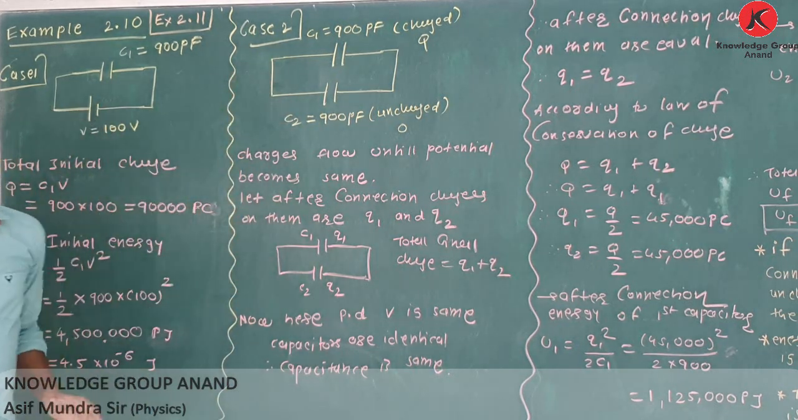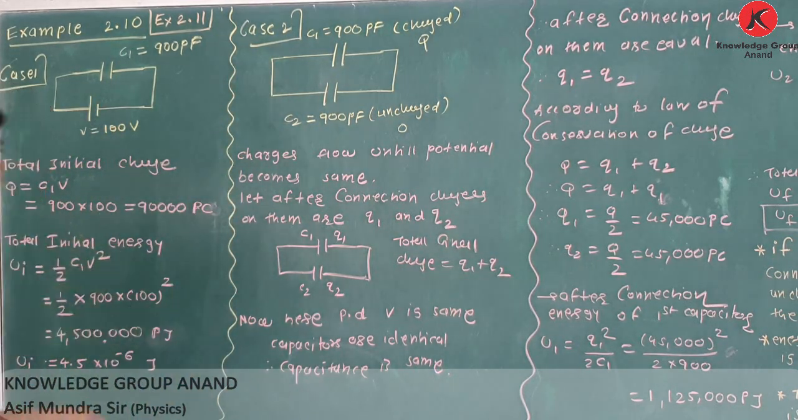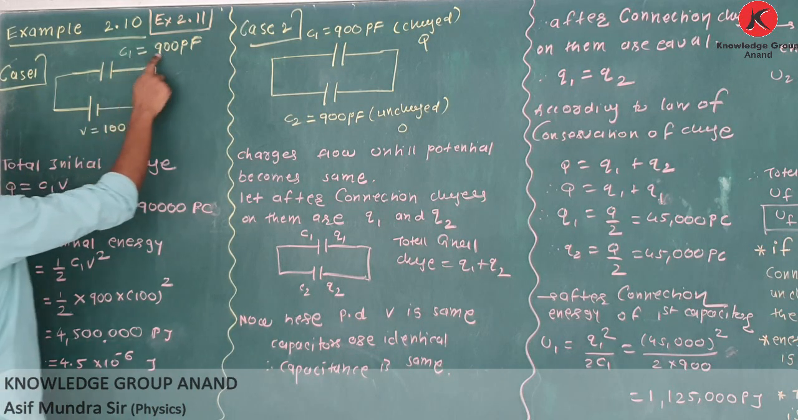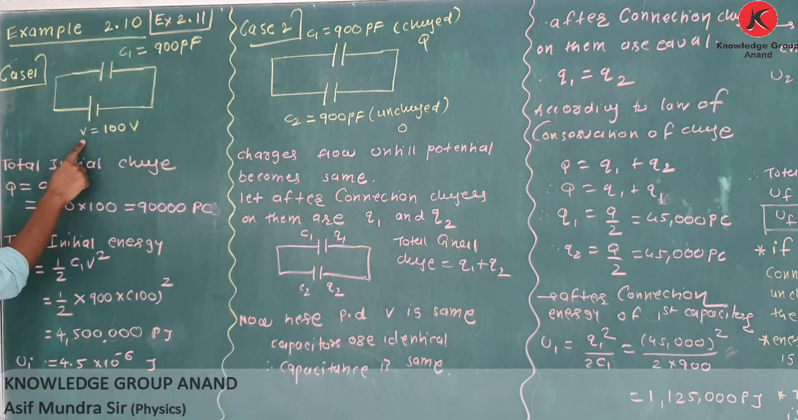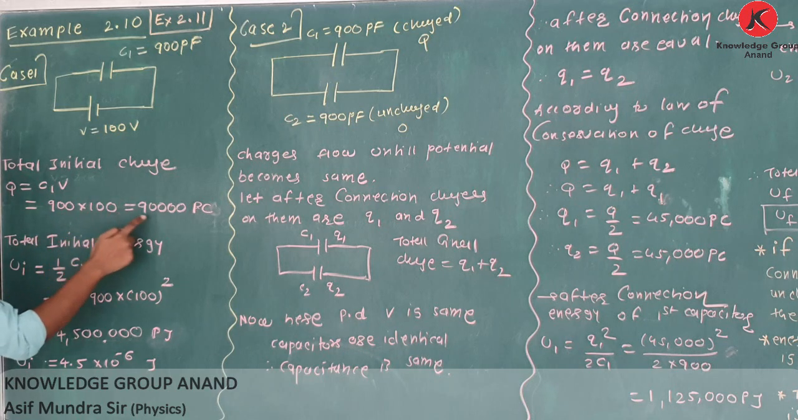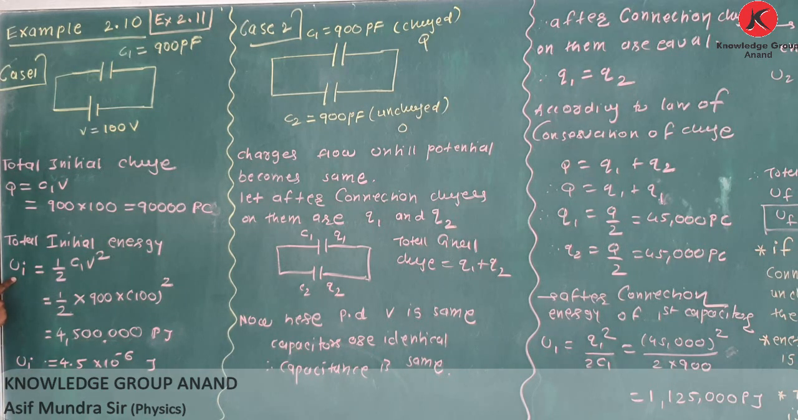Then what is the energy? See, it is the same matter. First of all, case 1. C1 is equal to 900 picofarad, charged by 100 volt. So total initial charge Q is equal to C1 V, 900 into 100, 90,000 picocoulomb. Total initial energy UI is equal to half C1 V square, half into 900 into 100 square, which is 450000 picojoule, or you can write 4.5 into 10 raised to minus 6 joule.